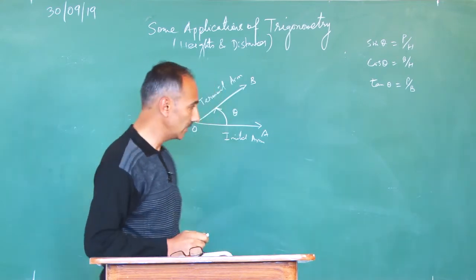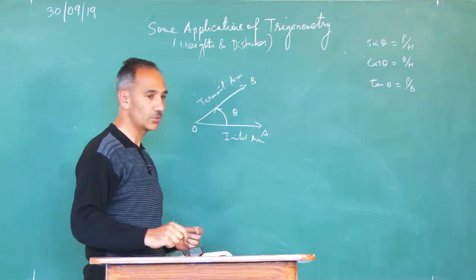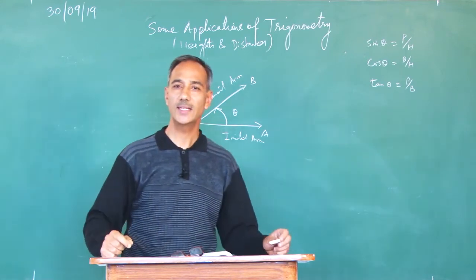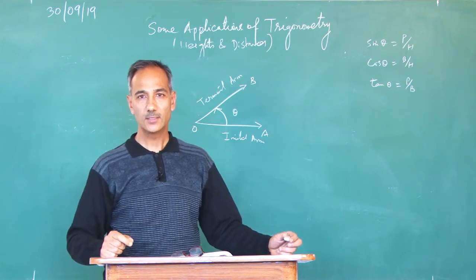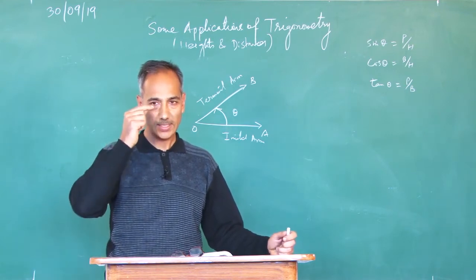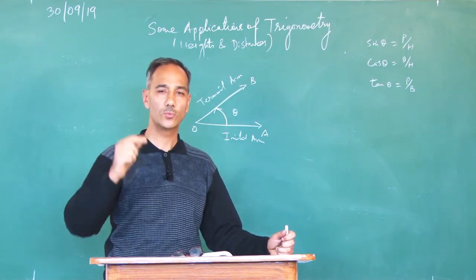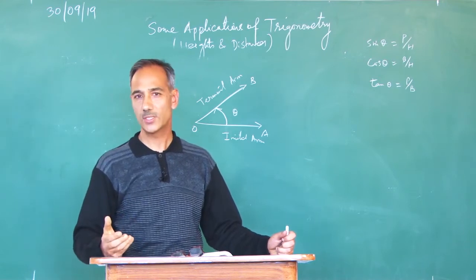What does that mean? We have one term that's known as line of sight. Line of sight is the line joining your eye and the object that you are going to watch. Light travels in a straight line.